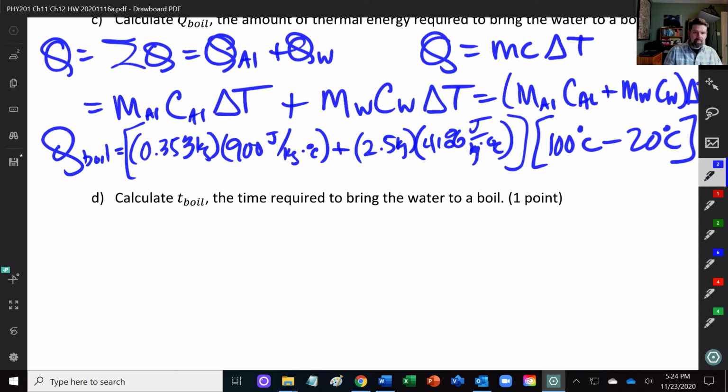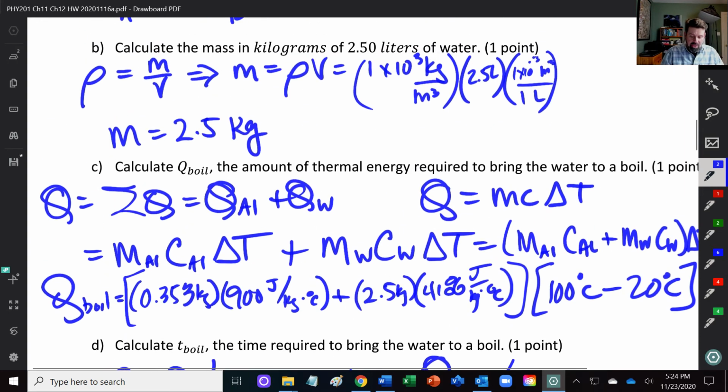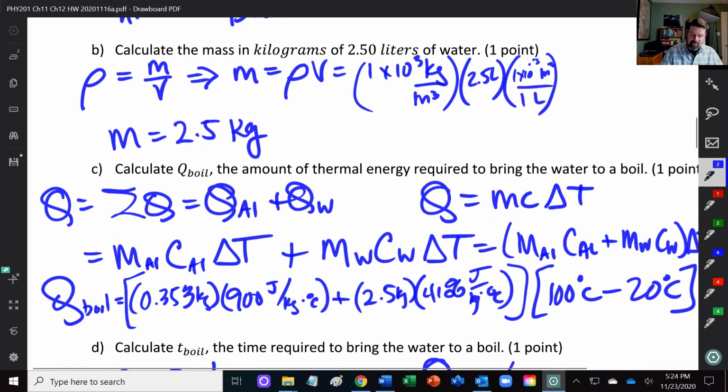Okay, so remember, power equals Q over time. It's on the equation sheet. So that means that the time to boil is Q boil over P, power. Where are we going to get the power? We know what the power is because we're told it's 1.2 times 10 to the 4 BTU per hour, and we actually converted that to joules per second, which is what we need.